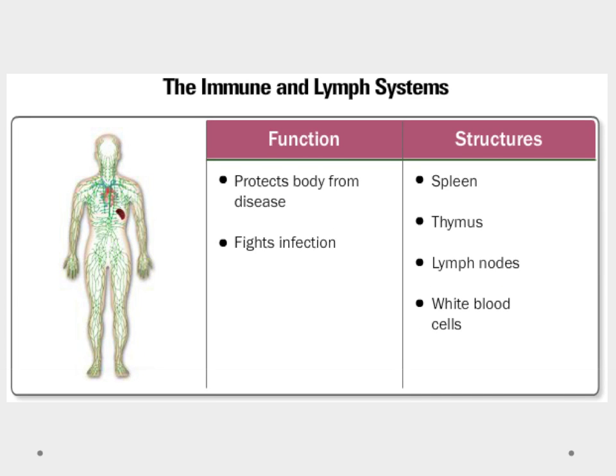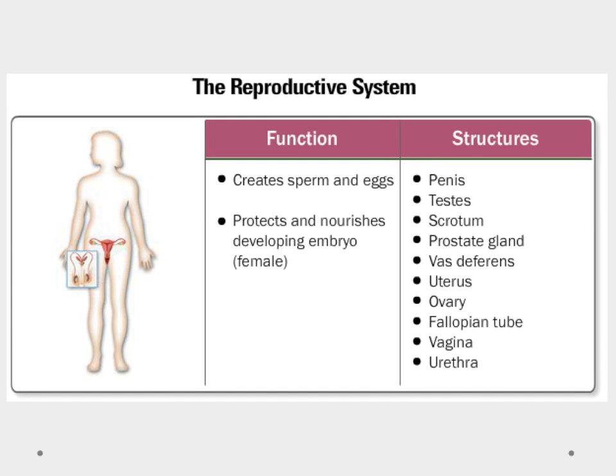We also have the immune and lymph systems made of the spleen, thymus, lymph nodes, and the white blood cells, and these are what protect the body from diseases by fighting infections. And finally, that brings us to the reproductive system. Once again, we're seeing a bunch of different structures, which we'll cover later on, but the primary function of the reproductive system is to create sperm and eggs, and then to protect and nourish a developing embryo inside of a female.